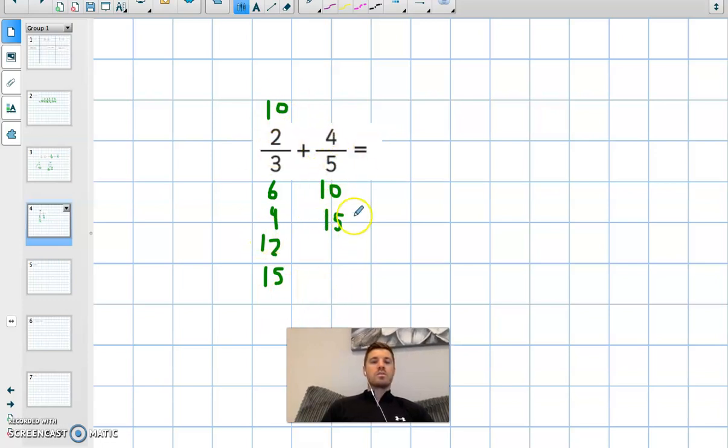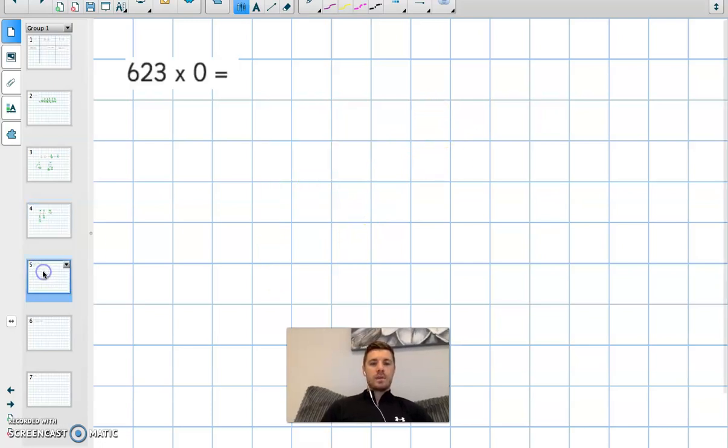And whatever I did to the bottom here, I must do to the top. So I've multiplied it 3 times. So 4 times 3 is 12. So 10 add 12 is 22. And then the denominator stays the same. Okay, so 22/15.